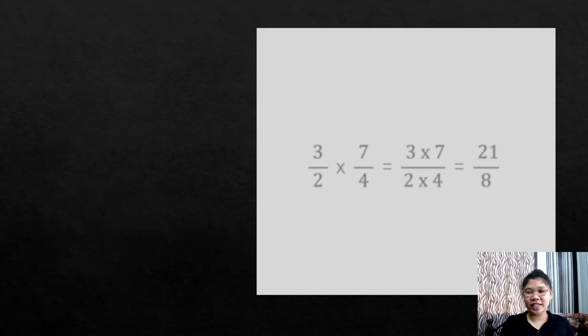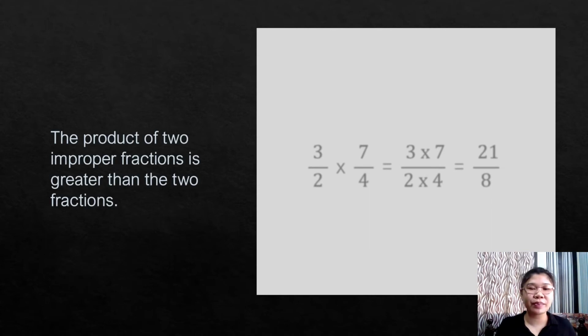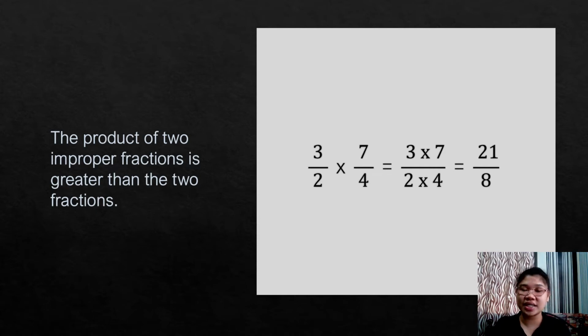So now we have here the product of two improper fractions. We are referring here to two improper fractions, where the product is greater than the two fractions. As an example, we have 3/2 times 7/4, in which we can see that these are improper fractions because the numerators are greater than the denominators.